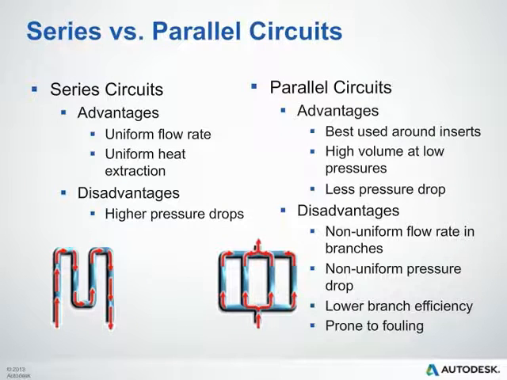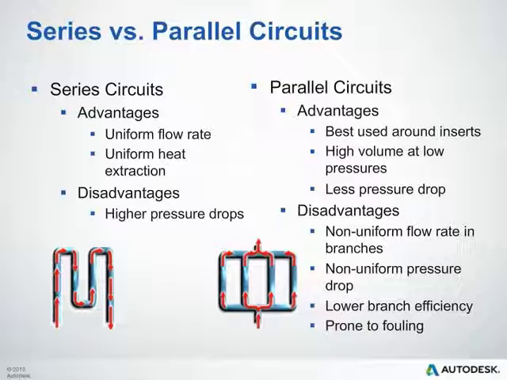There are two types of cooling circuit configurations. That's a series and a parallel. So series circuits have some advantages. There's a uniform flow rate and uniform heat extraction. The main problem with them is that you have a higher pressure drop because the cooling circuit line is quite long.